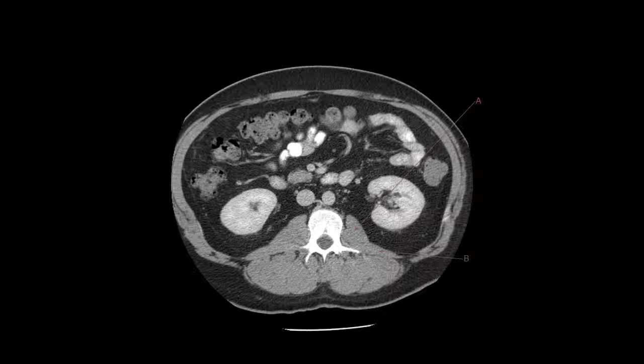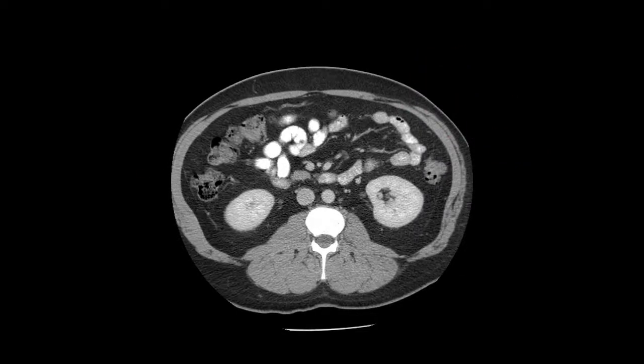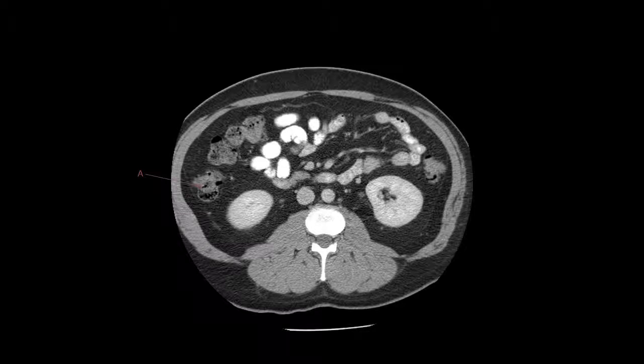All right. There's your muscles, the psoas major and quadratus lumborum. Here's some muscle structures as well. So you've got the transversus abdominis, or internal oblique, and the external oblique. You got structure A here. It's got really dried out looking stools, so to speak. That would be your ascending colon.